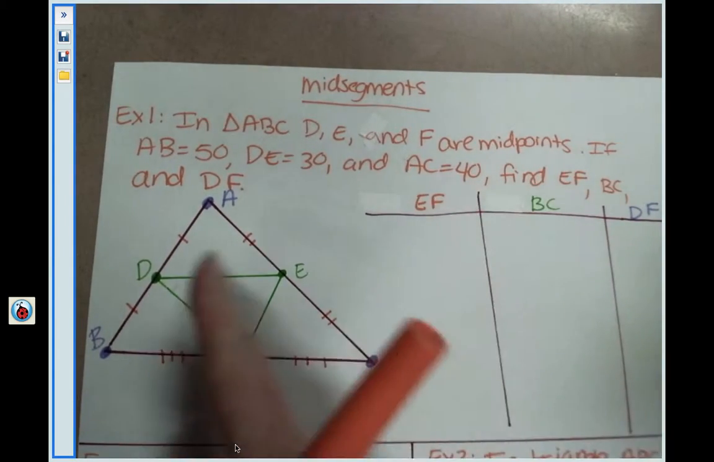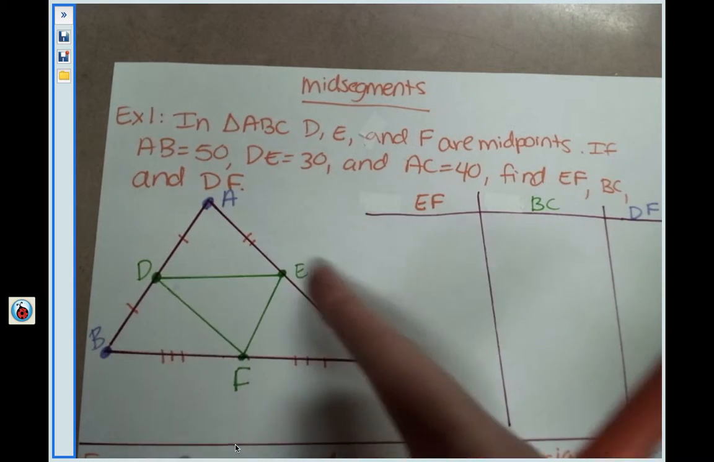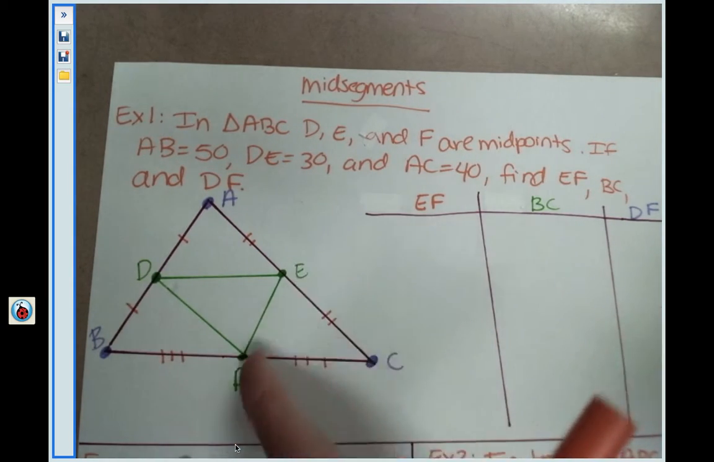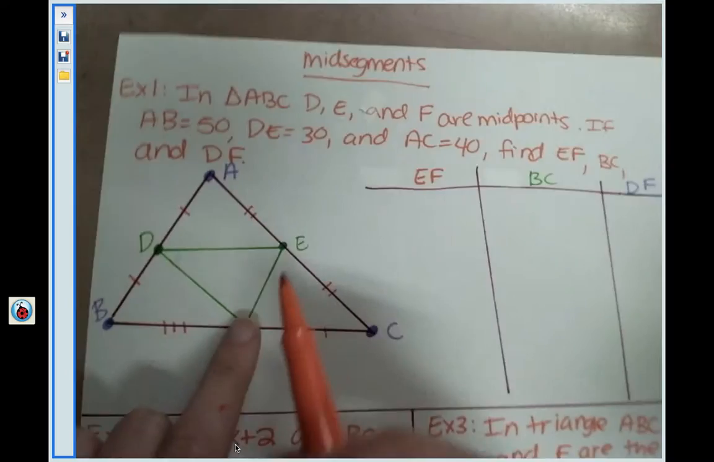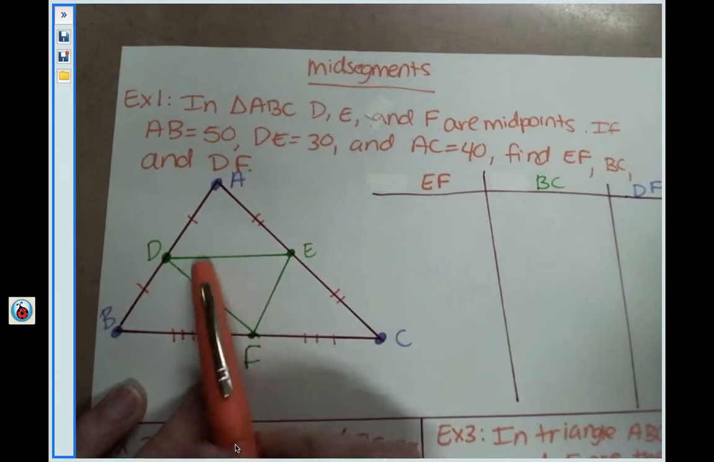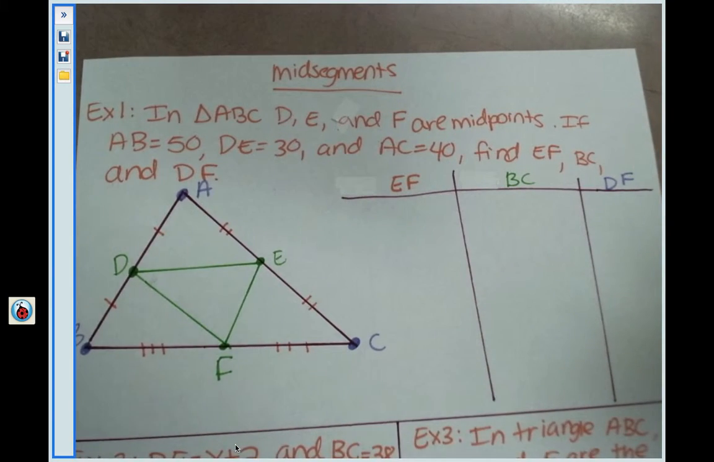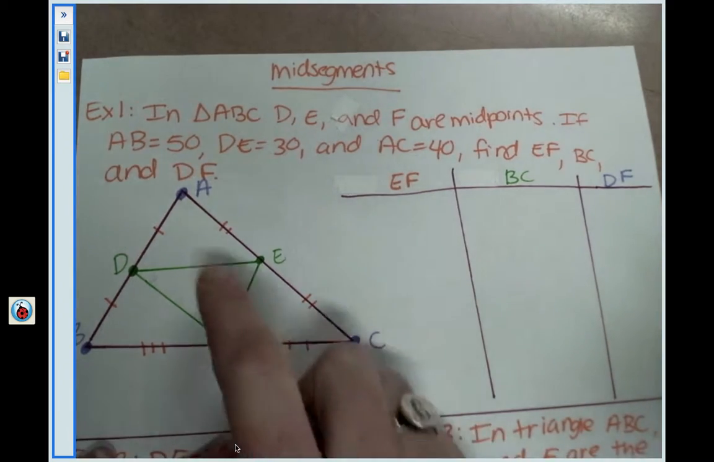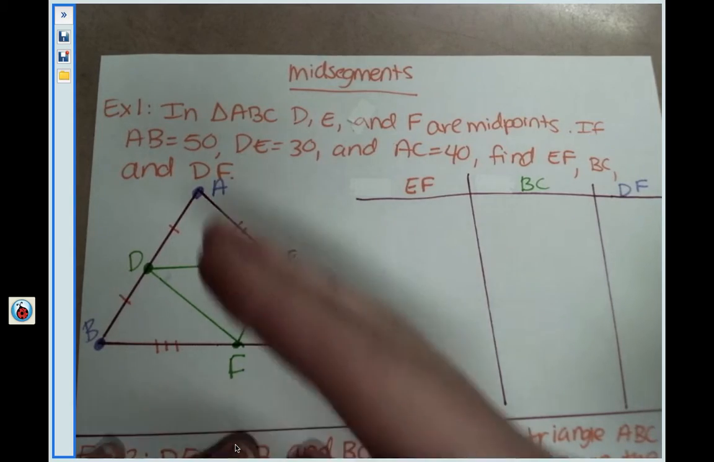Right? And also, since these are midpoints, these three green segments, DE, EF, and DF, are mid-segments, because mid-segments join the ends of midpoints. So if you're joining two midpoints together, bam, you got some mid-segments. Pretty exciting. All right, something we need to remember is that a mid-segment is parallel to the side of the triangle that's below it.